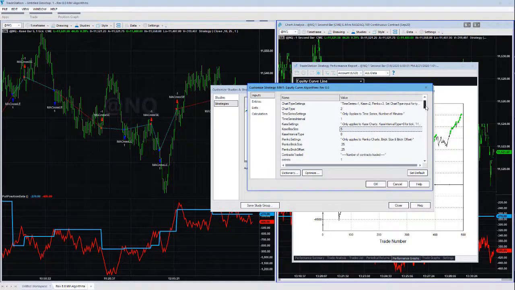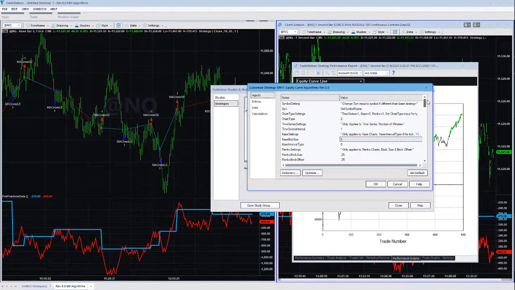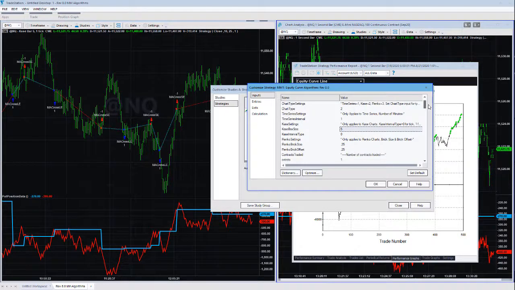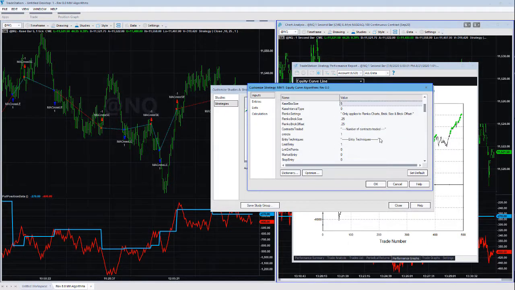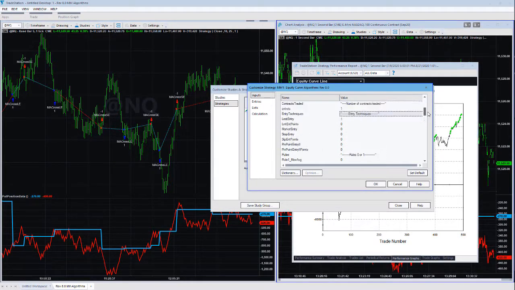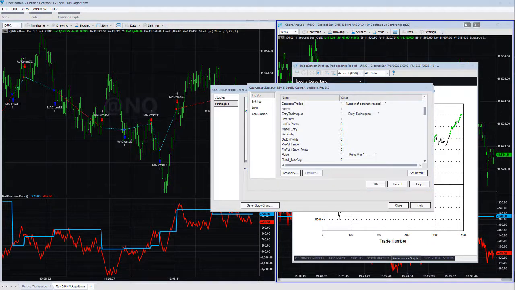that type of chart. And so this first section now just depends on the chart setups, which charts you're using, the symbol name, and all that. So we just went over that. Number of contracts traded. Then the entry techniques. We have multiple entry techniques. There are 4 different entry techniques. And so I'm going to describe each one of those if you're new to that.